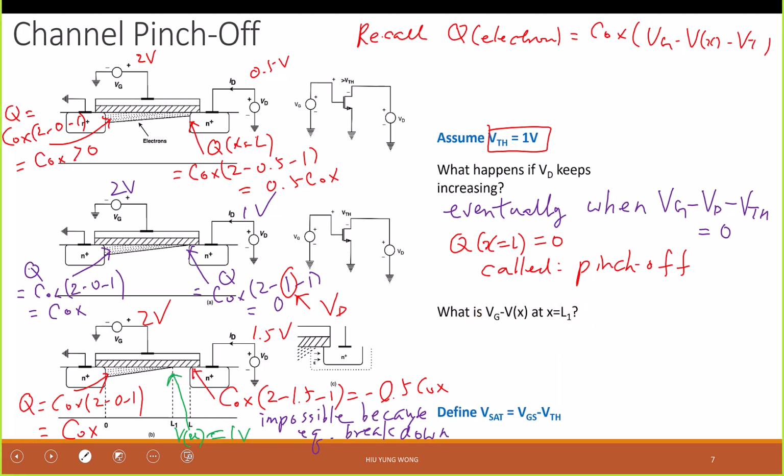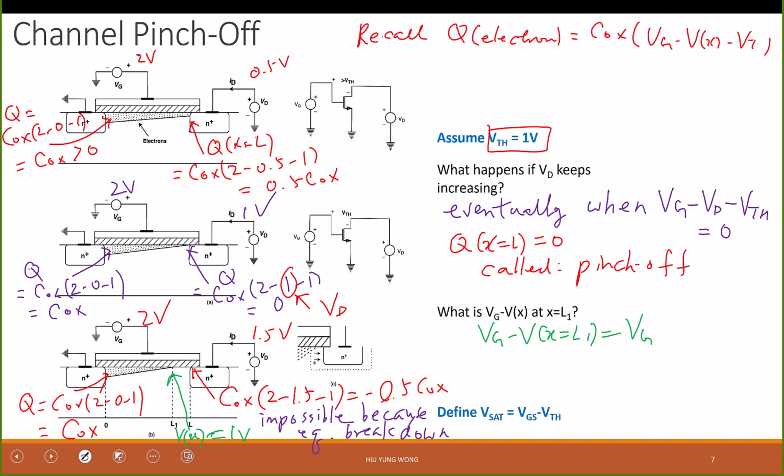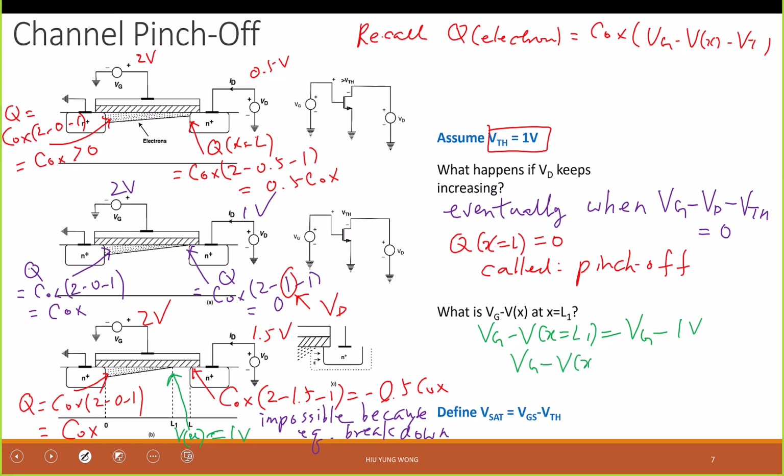So this is L1. At this point, Vg minus Vx at L1 is just Vg minus 1 volt. Because it's 1 volt, Vg minus Vx at L1 minus Vth equals 0, because at this point Vg is 2 volt, I'm sorry, Vg is 2 volt and Vx is 1 volt.